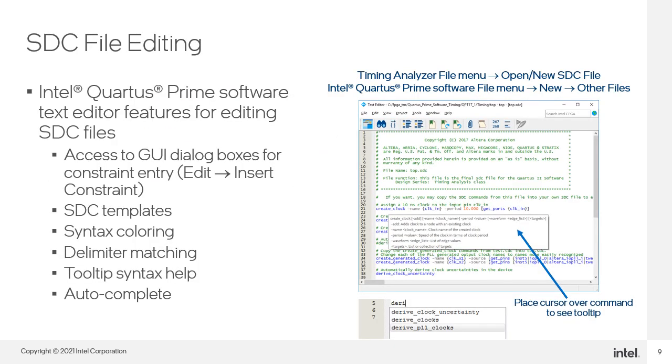The text editor in Quartus not only supports VHDL and Verilog for syntax highlighting, but it also supports SDC syntax as well. The text editor has all the basic features that you would expect from a text editor, so not only syntax coloring for the SDC keywords, but being able to collapse blocks of code, autocomplete, delimiter matching, access to templates, and insertion of constraints to help you with your SDC in case SDC isn't quite second nature for you.